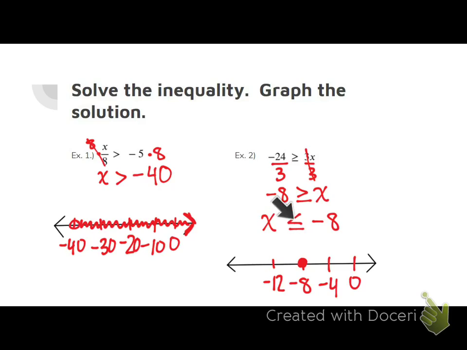Good. We switch the symbol around. So we have to go by what it is when the variable is on the correct side. So then it's less than, we shade to the left. This is really not a whole lot different from what we were doing yesterday. The only difference is we're solving using multiplication and division instead of addition and subtraction.